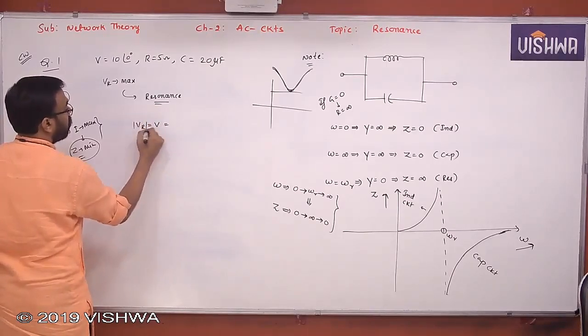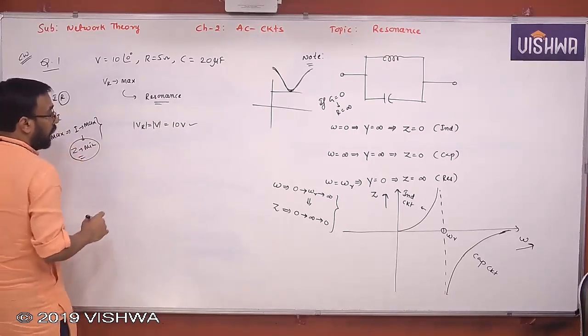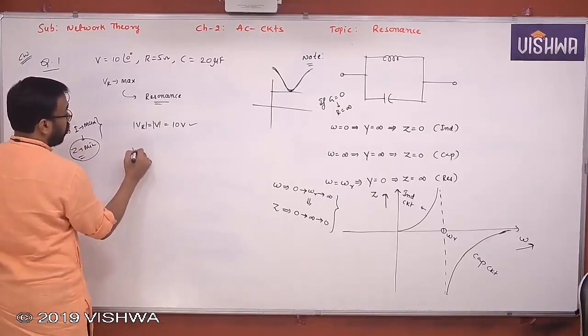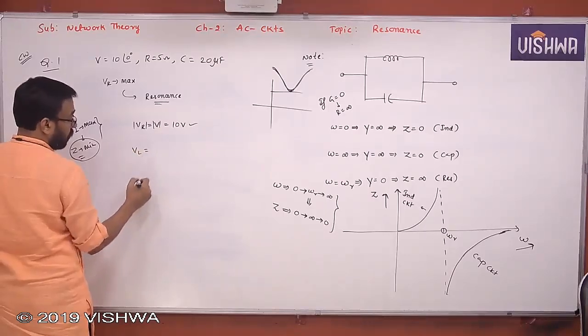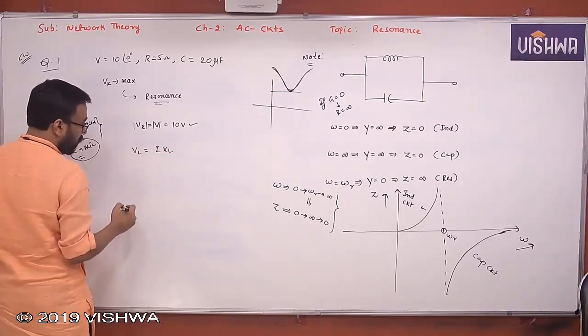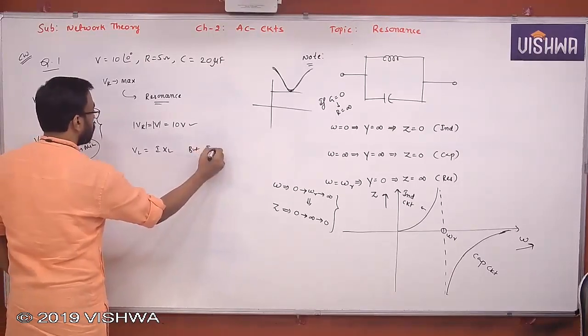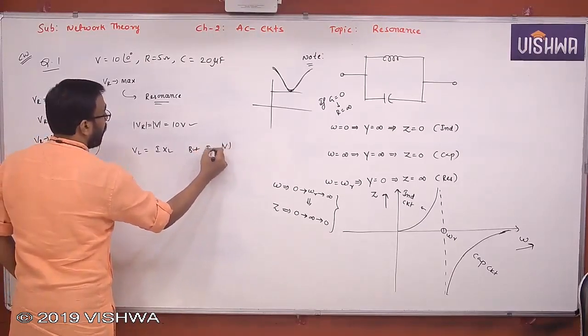Yes or no? So what do you get here? 10 volts. So one voltage is known now. At resonance, you know that VL is equal to I into XL. But what is I at resonance? I at resonance is V by R.